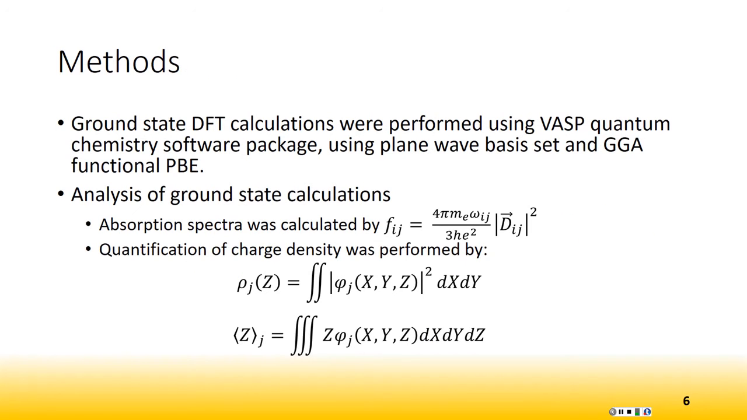For the methodology, just like everyone else, I use VASP with the GGA functional PBE. My main tool is collapsing the orbitals into either one dimension or two dimensions, so we have Z and then the amplitude, or just the center of mass. That's given by these equations.